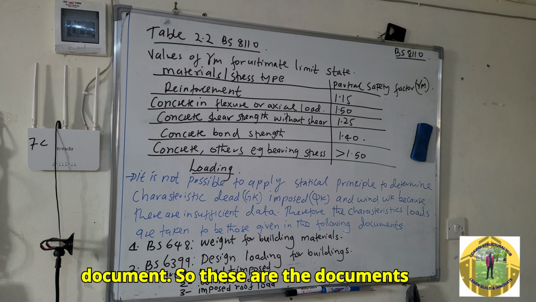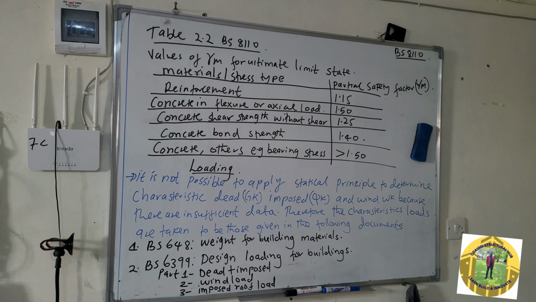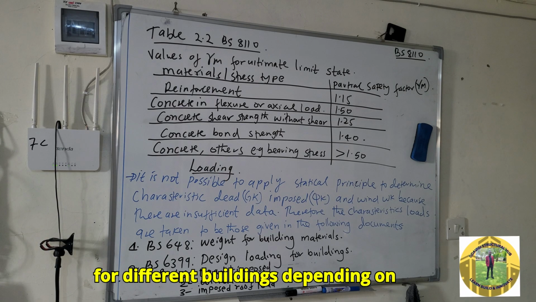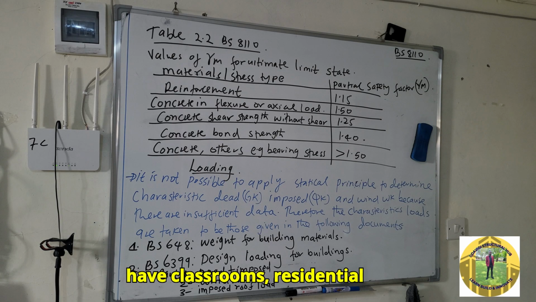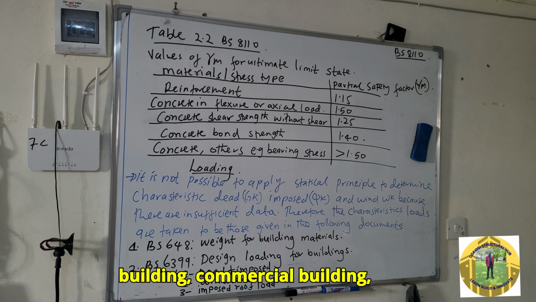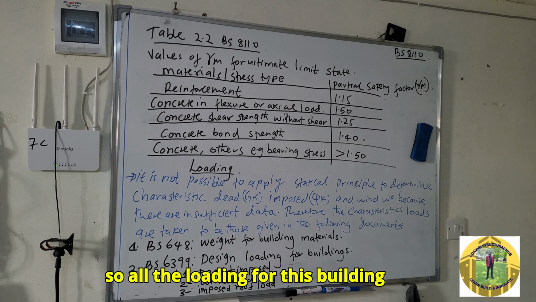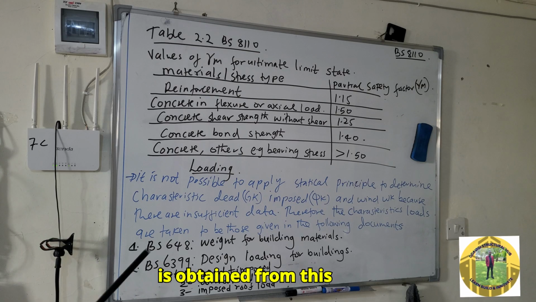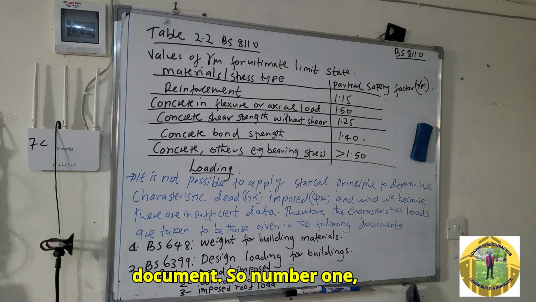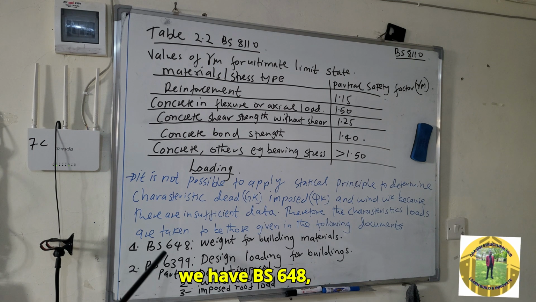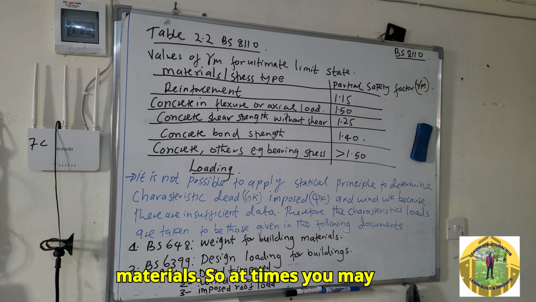So these are the documents which will provide you with the loading for different buildings depending on its use. For example, we have classrooms, residential building, commercial building. So all the loading for this building is obtained from this document. So number one, we have BS 648. So that is the weight for building materials.